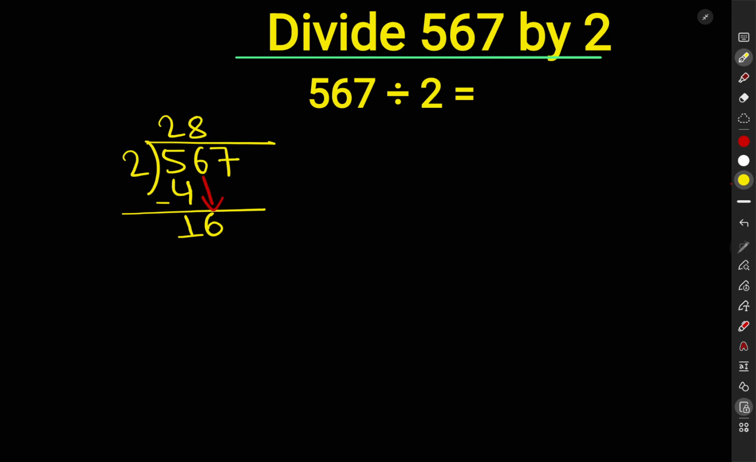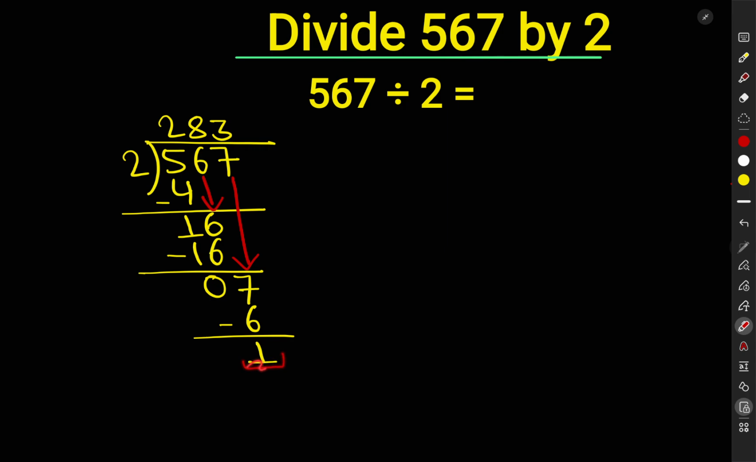2 times 8 is 16. On subtracting we get 0. So again we put down this 7. So 2 times 3 is 6. On subtracting we get 1.